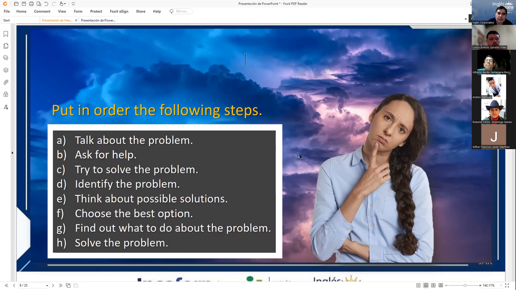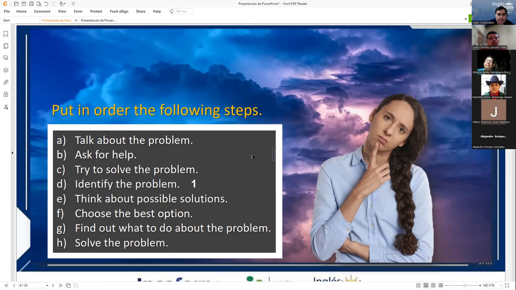We have: talk about the problem, ask for help, try to solve the problem, identify the problem, think about possible solutions, choose the best option, find out what to do about the problem, solve the problem. What's the first one? What is number one in your opinion? In my opinion, the problem. Excellent, well said. The first is identify the problem.